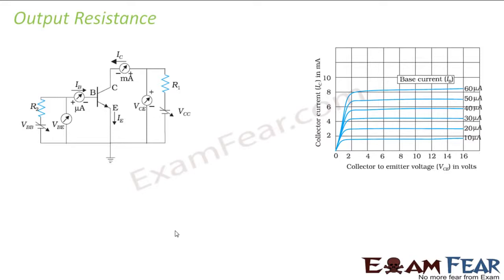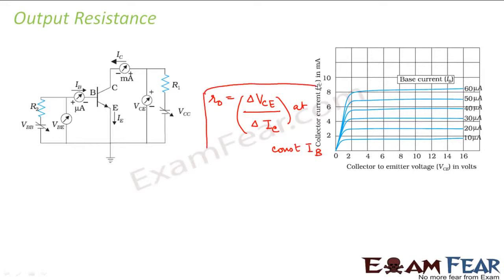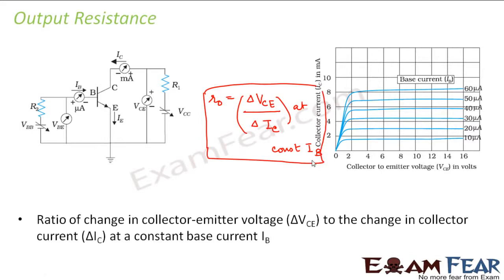The next one is the output resistance. So how do we define output resistance? In a very similar way, here we will take into consideration the output characteristic graph. Output resistance is nothing but the change in output voltage, or change in collector emitter voltage, to the change in collector current at constant base current. So this is how we define the output resistance.